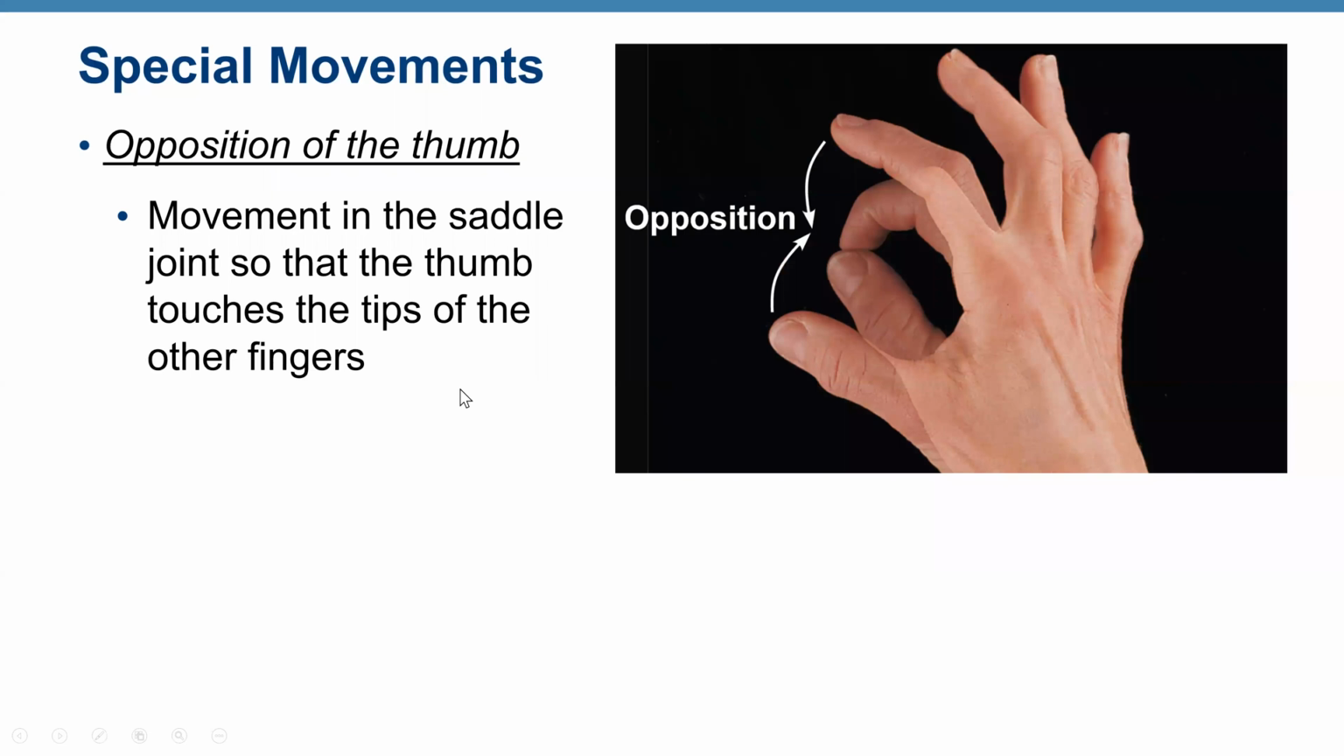Opposition of the thumb, that's a movement in a saddle joint, so that the thumb touches the tips of the other fingers. And this is a very distinct characteristic of Homo sapiens, because only Homo sapiens have true opposable thumb, so that we can touch every finger with our thumb. And if you look at your big toe, then you can see that your big toe cannot touch other toes. So you don't have opposition of the big toe, you only have opposition of the thumb.